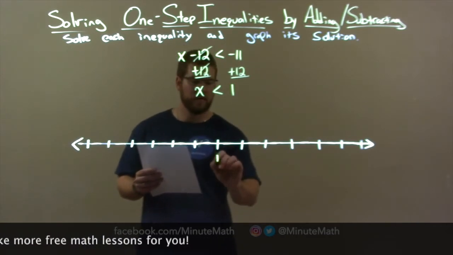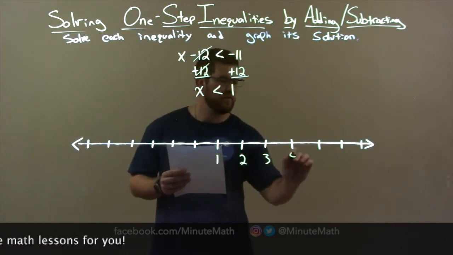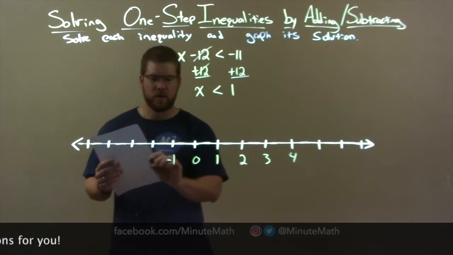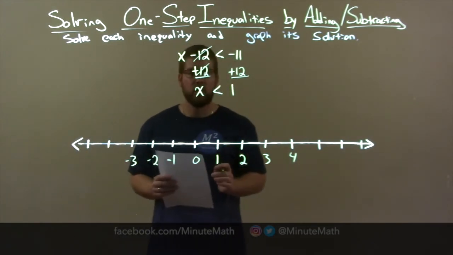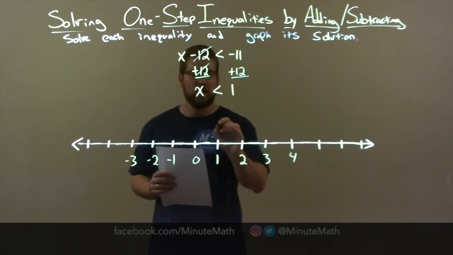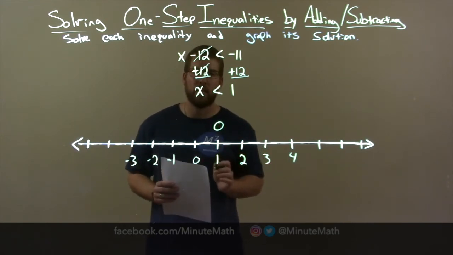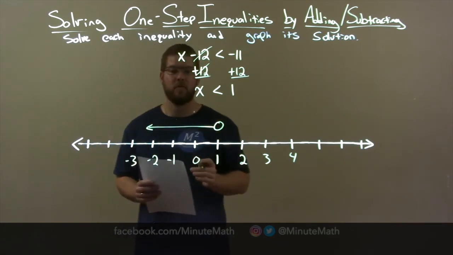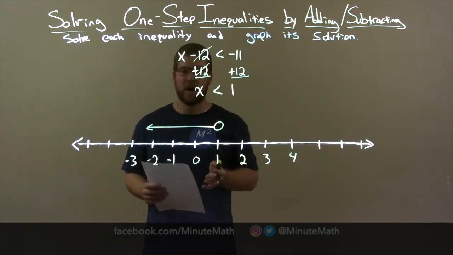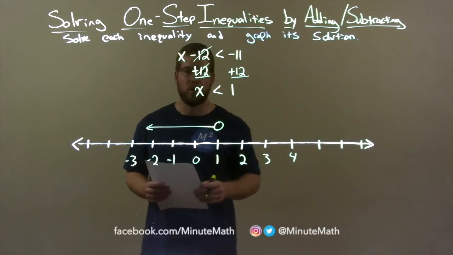Let's put 1 here, and 2, 3, 4, 0, negative 1, negative 2, negative 3. x is less than 1, which means it's not equal to. So that means we have an open circle here at 1. Less than means the arrow goes to the left, and there we have it. Our graph matches our final answer. x is less than 1.